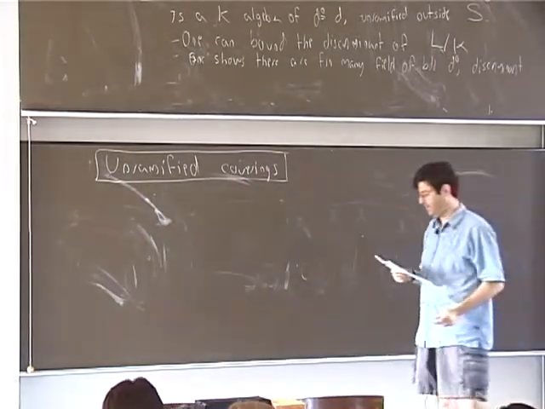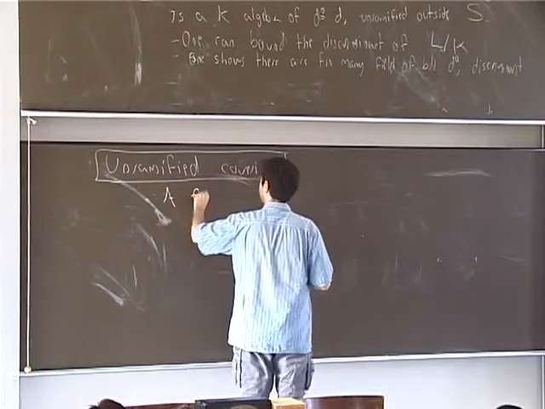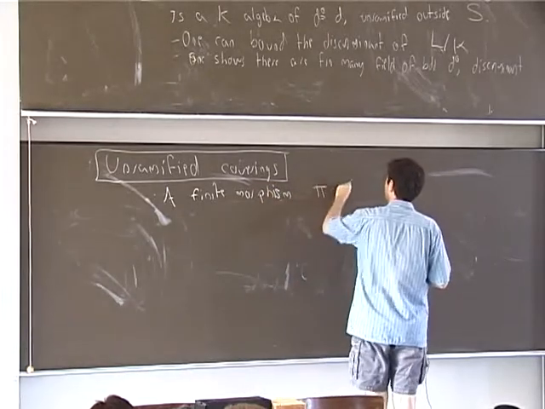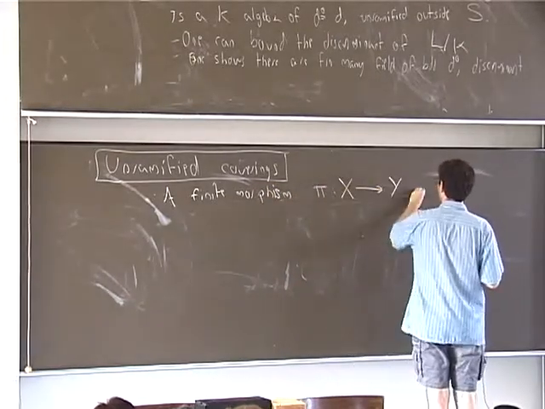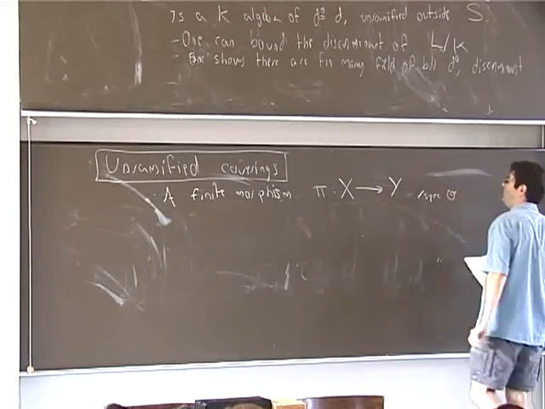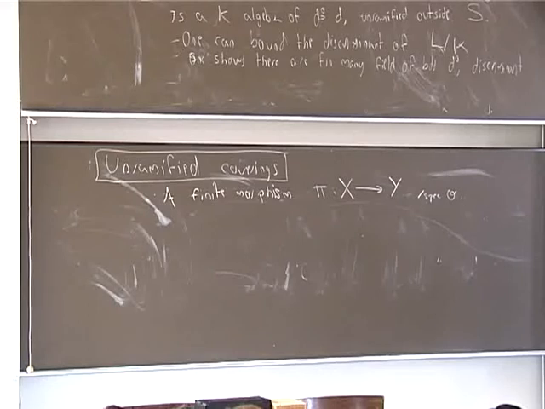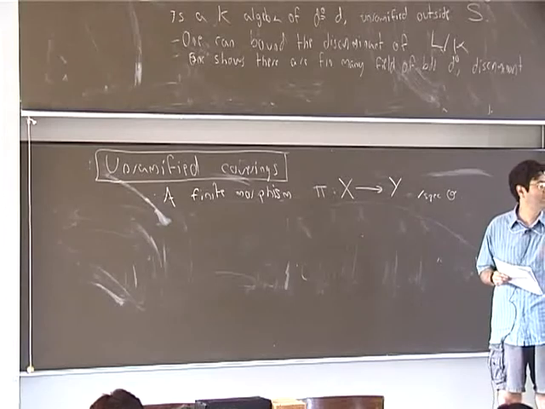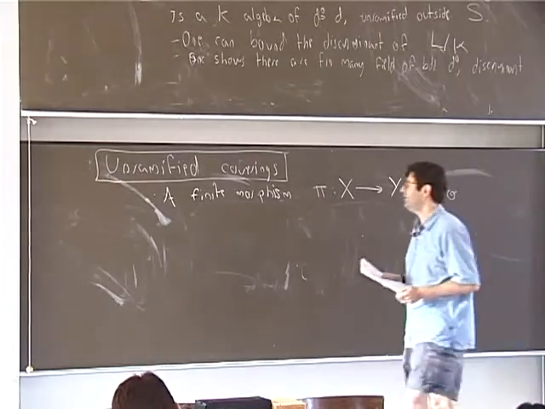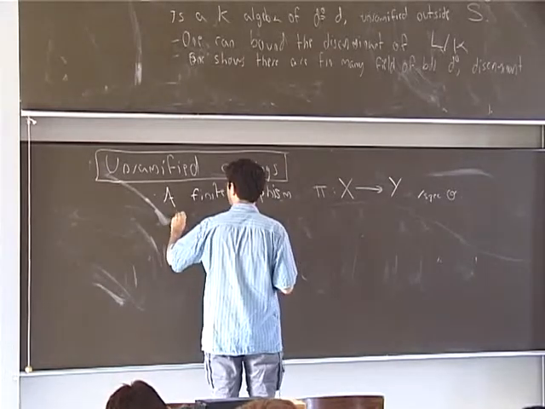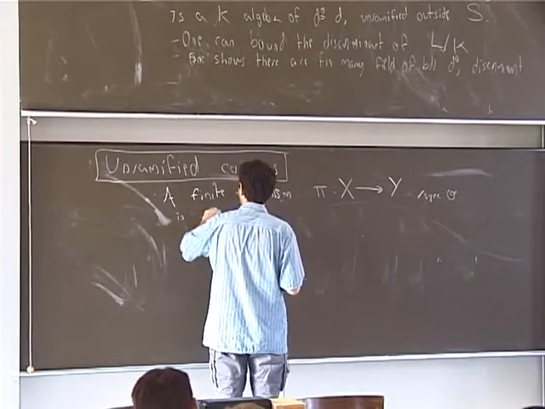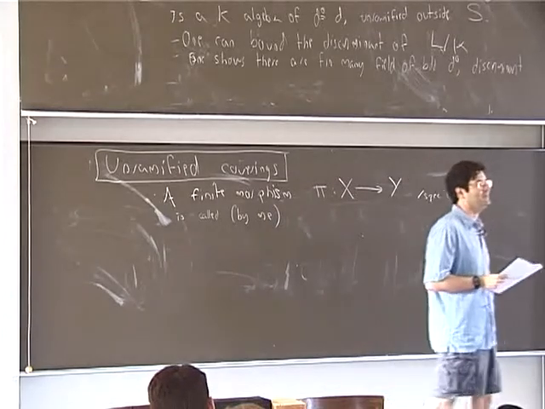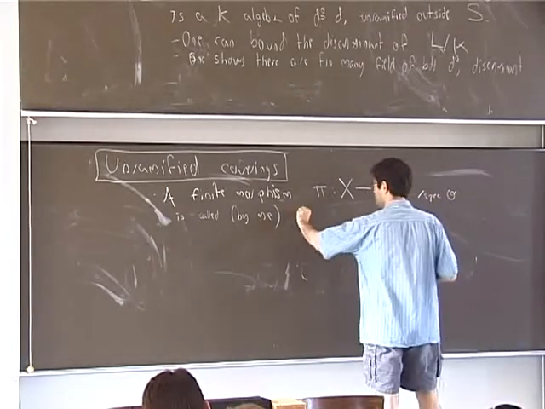I say that a finite morphism pi from a curve X to a curve Y, so these are still over Spec O. Remember that I had this integral model floating around. I'm going to call these unramified only if the map is unramified in the generic fiber. So this is maybe not completely standard terminology, unramified, okay?